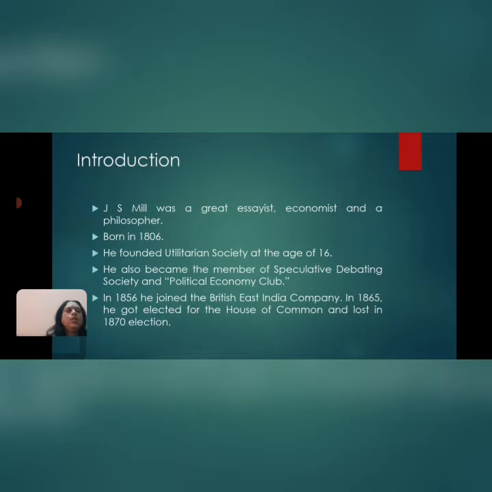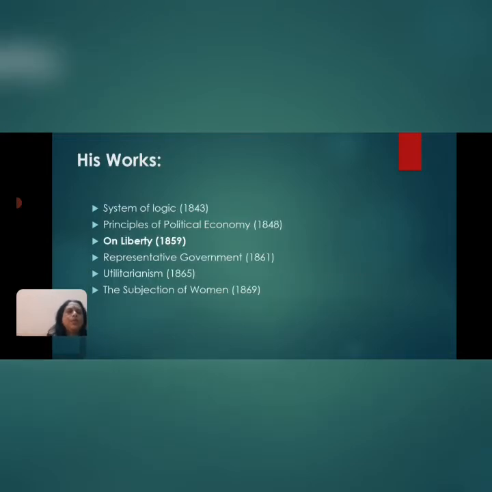At the early age of 15, he took up psychology and started delivering lectures. And at the age of 16, he founded a utilitarian society. And then he became a member of a speculative debating committee and a political economic club. In 1856, he joined the British East India Company, and in the same year, he got elected for the House of Commons. But then later on, in 1870, he lost the election.